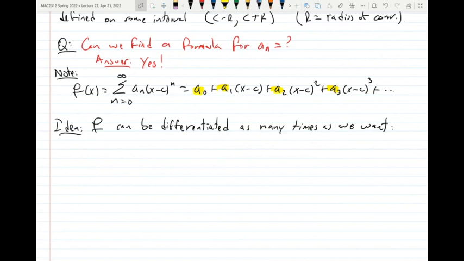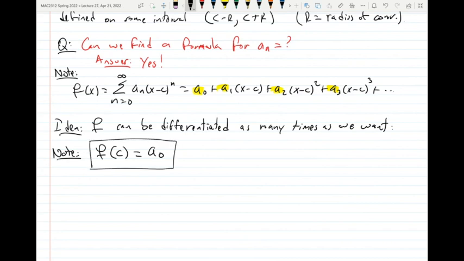So note, if I plug in c into the function, what do we get? We only get A0. Yes? So we have that A0 is going to be equal to the value of the function at c.